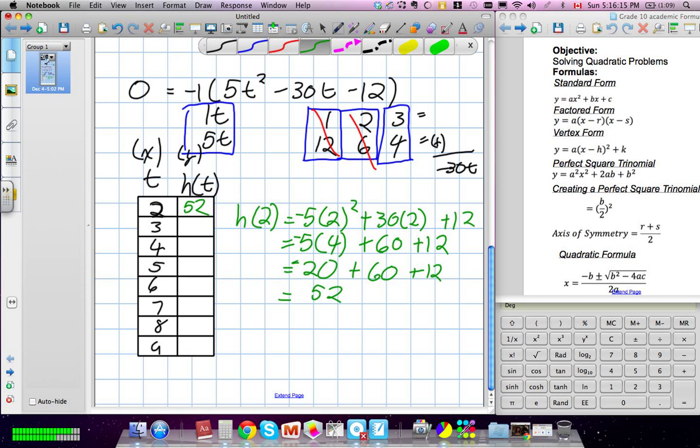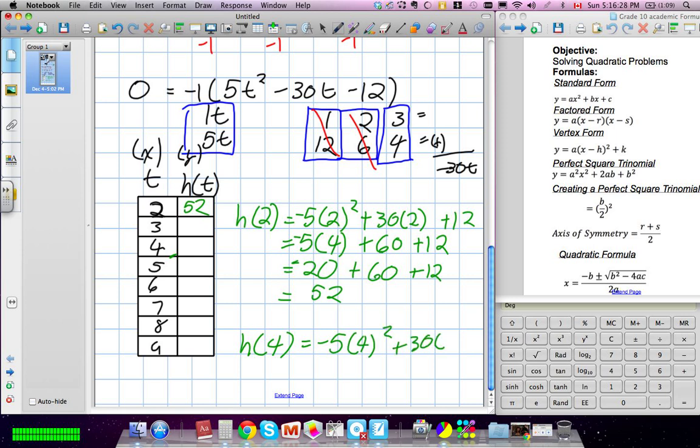I get the feeling 3 won't be it. I highly doubt it'll drastically change that much. So we're going to go to negative 5 times 4 squared plus 30 by 4 plus 12. The only reason I'm skipping these numbers is, say we're in a test and this is a time constraint, I'm trying to get to the answer fastest. Technically, the most thorough way would be to do all of them. So we end up with negative 5 by 16 plus 120 plus 12.